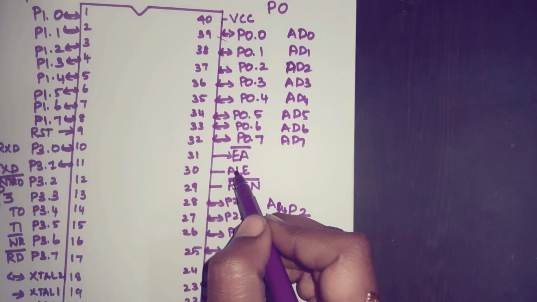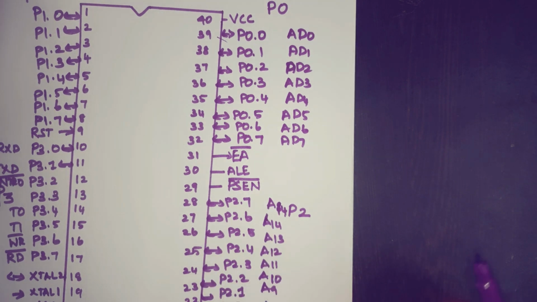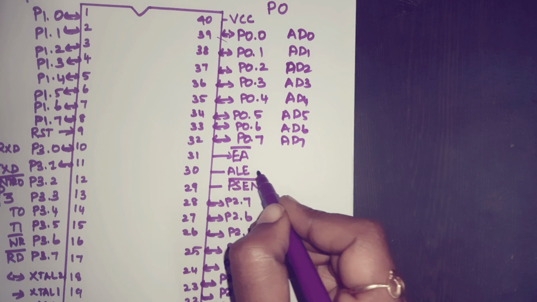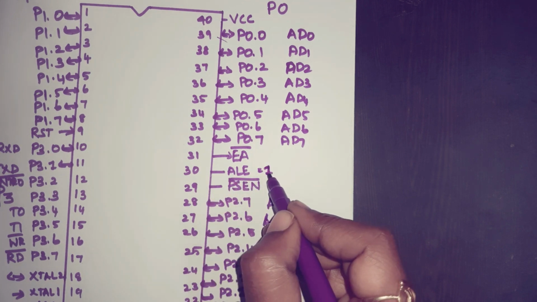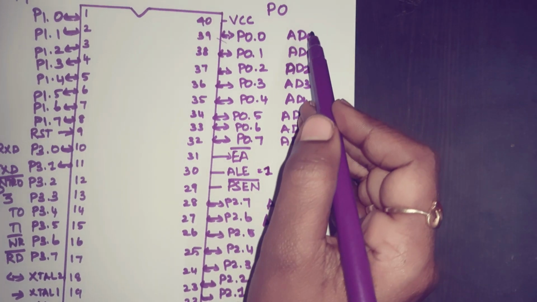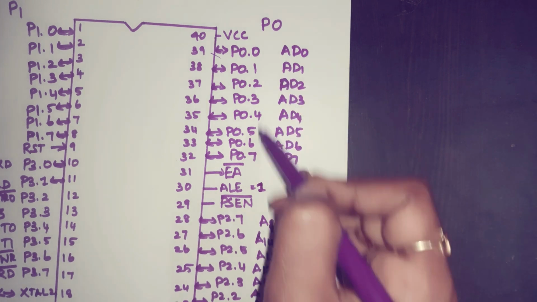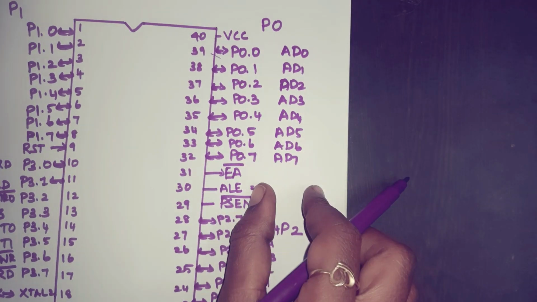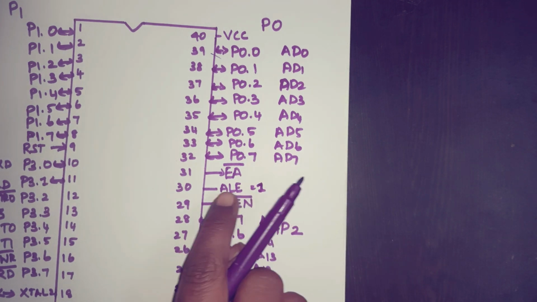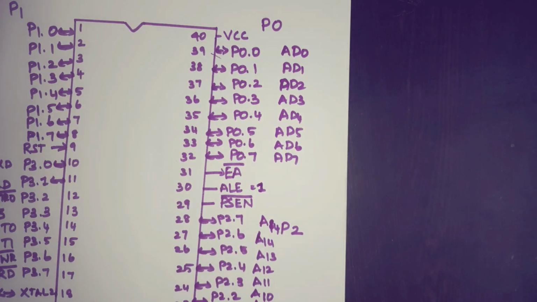The ALE pin is used when we access the external program memory. We have to indicate the memory location, and for that you need an address. ALE is an active high output. When ALE is equal to 1, the multiplexed address data lines are demultiplexed and we get the address from these lines. So to demultiplex the address from the multiplexed line, we need ALE. If ALE is 1, the address is demultiplexed from port 0.